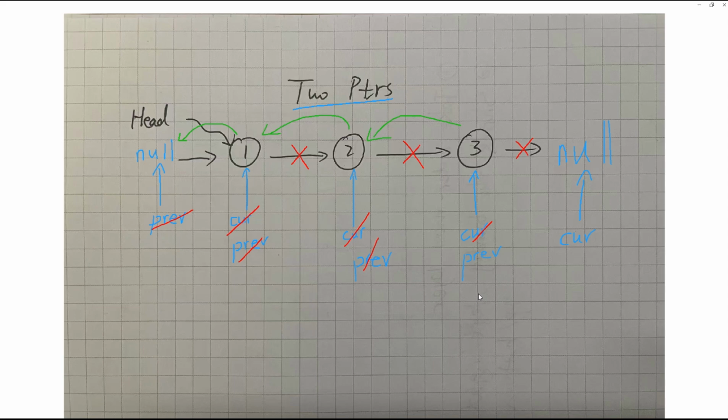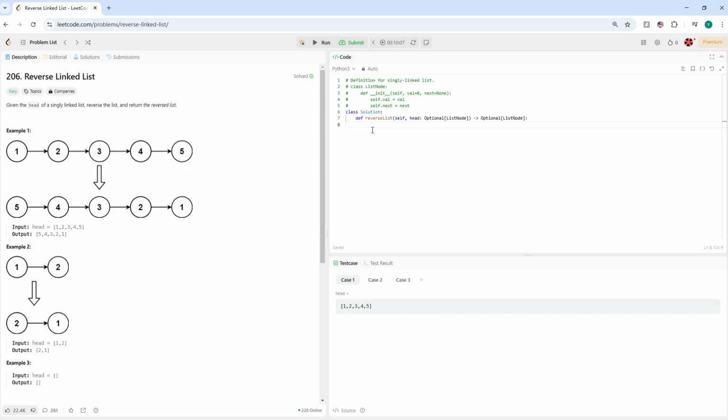So how do we return the result? Luckily, we can see the previous pointer points to 3, and 3 points to 2, 2 points to 1, and 1 points to null. It's the whole list we want to return, right? We're going to literally just return the previous pointer, and we will get the correct answer. Let's see how to implement the algorithm in code.